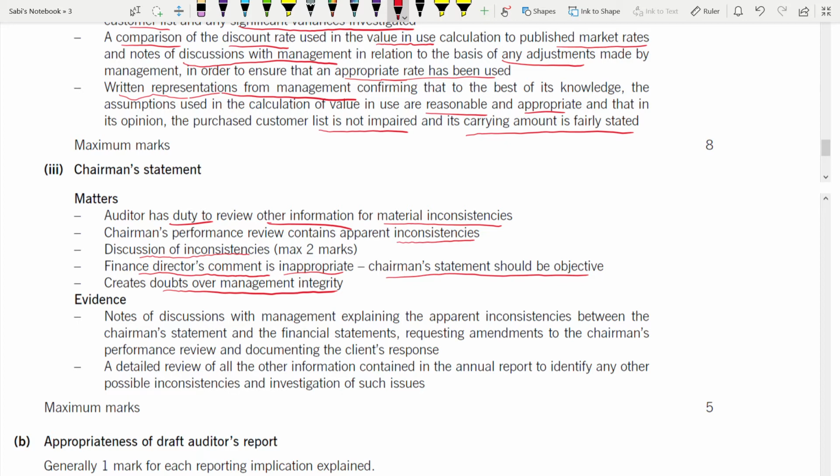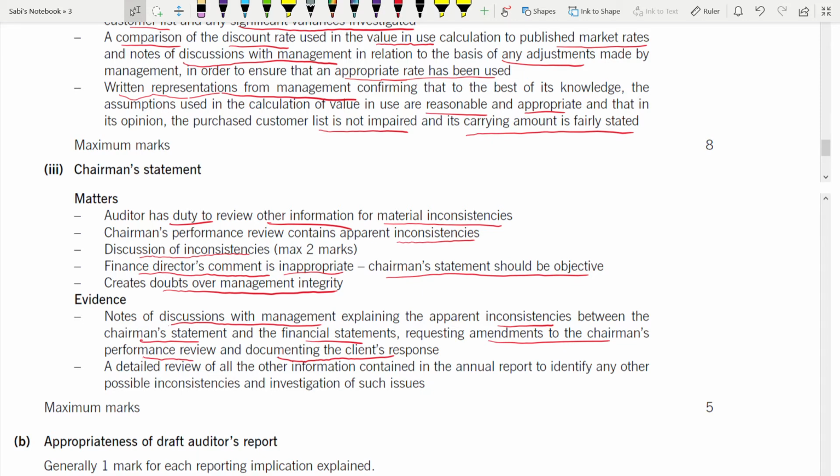Let us go through the evidences now. There are two evidences. Number one, what could be the evidence for the chairman's statement? Notes of discussion with the management, explaining the apparent inconsistencies between the chairman's statement and the financial statements. And also, you have to request amendments to the chairman's performance review, and document the client's response. After that, you have to document what the client did.